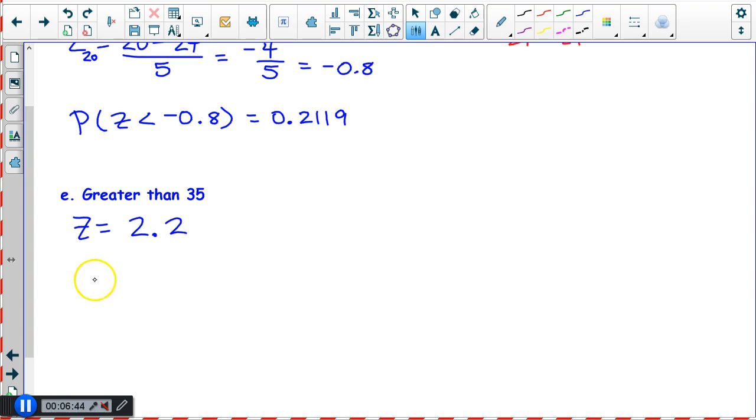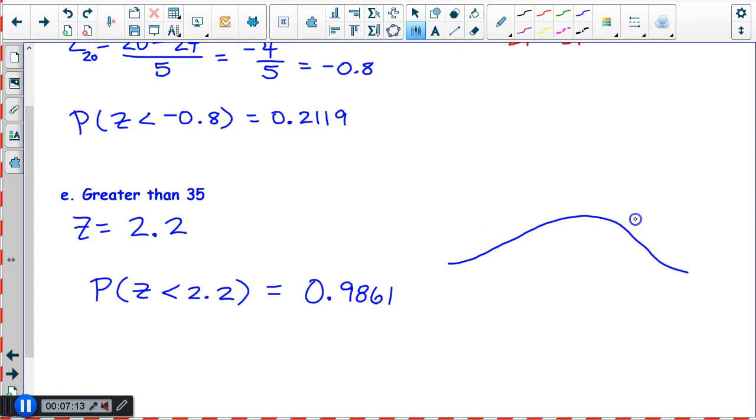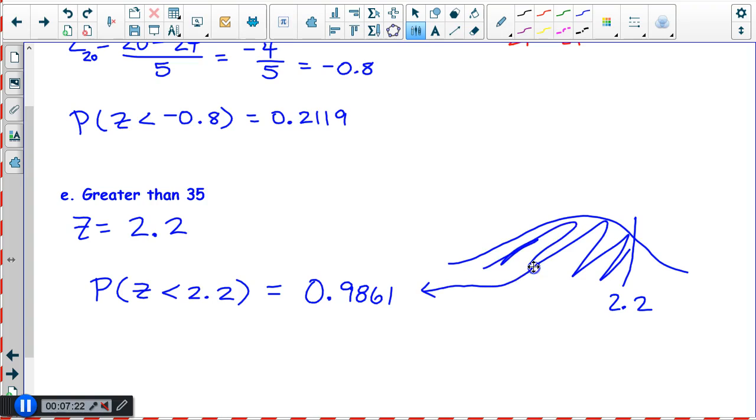Okay, so sorry about that. If you look on your chart, it gives you the probability that Z is less than 2.2, right? So what did you get? And let me double check. 2.2, we're on the back. 0.9861. So let me show you what you're saying. You're saying Z is 2.2, which is above the mean, and the probability that it's less than that, all of this, is 0.9861.